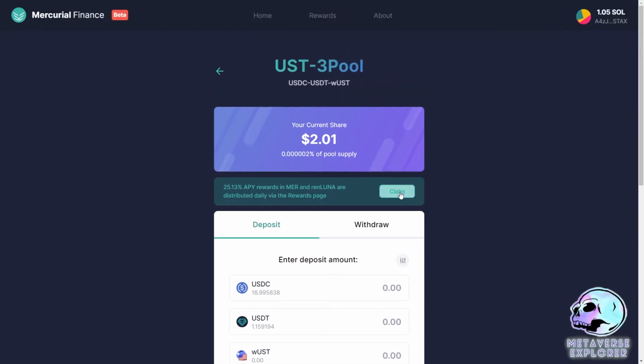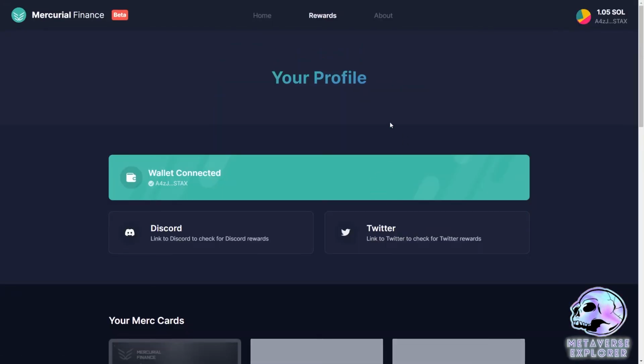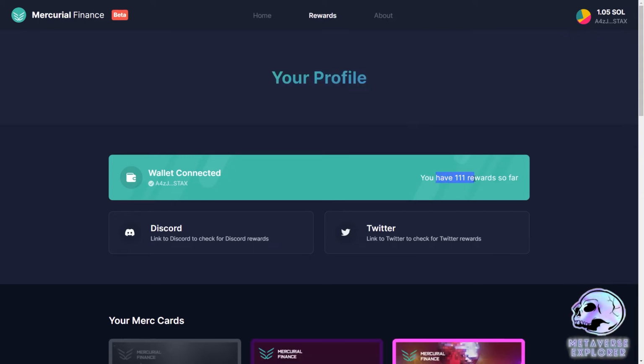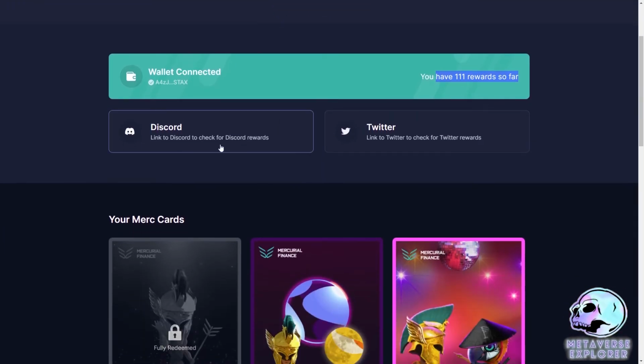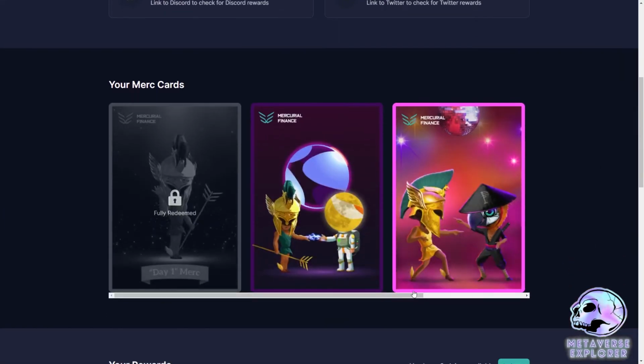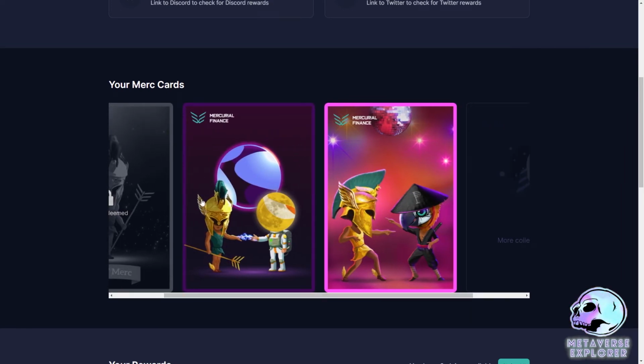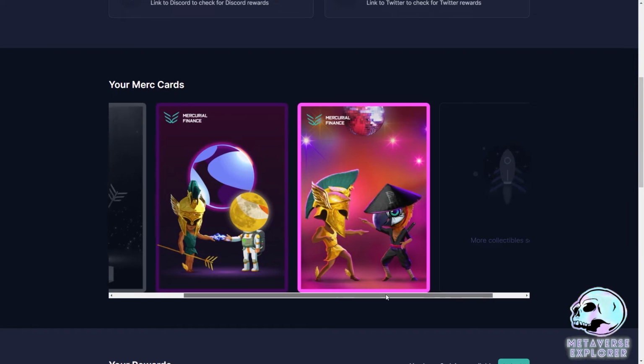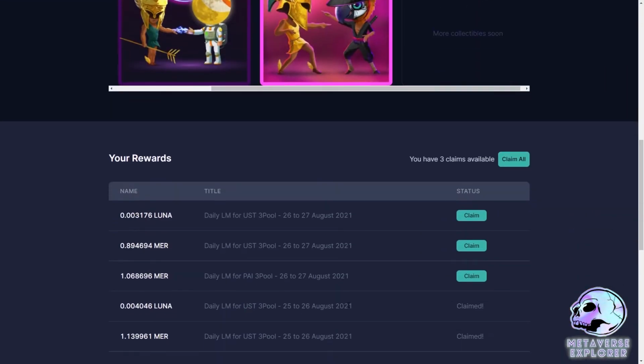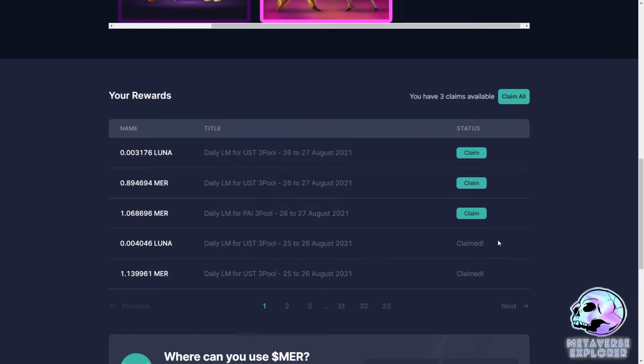We'll go to the claim. This is the rewards page where it shows you your profile. I've been using Mercurial for a while and I have 111 rewards so far, which is just a cruise every day. You can have a look at their Discord, have a look at their Twitter. They have a few NFTs that they're giving out to people. So this is the first one for people who are interested in Luna. And now they're doing a Parrot NFT for the Parrot Fi. This is their rewards. They have a good track record of always delivering the rewards every day.